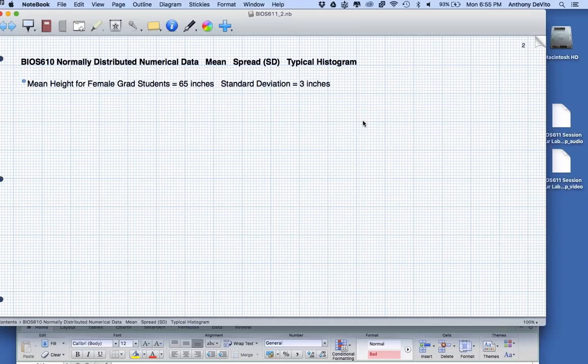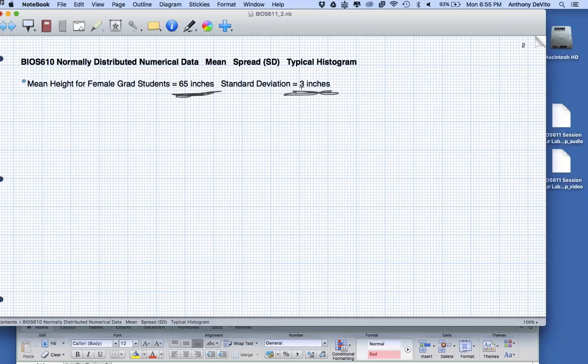We're examining the heights of female grad students. We take a very large population of female grad students, and we say to ourselves that the average height of female grad students is 65 inches. And the standard deviation for the average height is 3 inches.